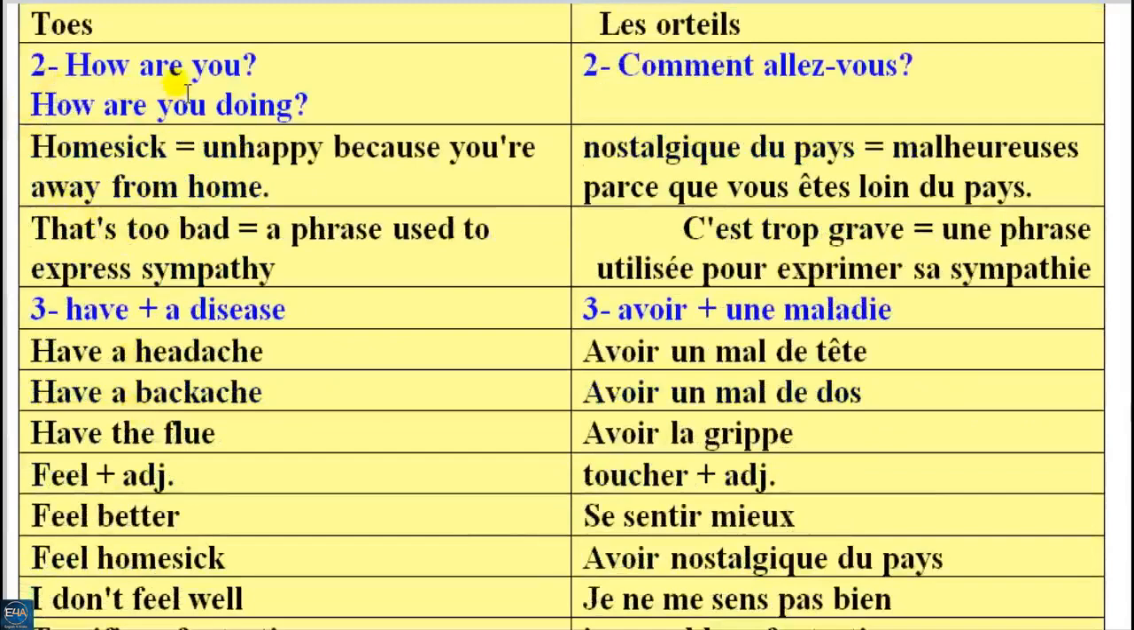Two. How are you? How are you doing? And also I can make the G silent. How are you doing? Homesick. Unhappy because you're away from home. That's too bad. A phrase used to express sympathy.